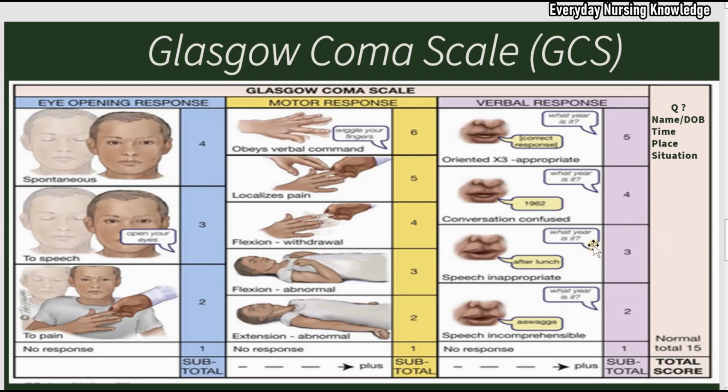If you ask these questions and the patient doesn't answer them, and instead randomly says some words or sentences, for example you ask the patient's name or what year is it, and the patient says "after lunch," here the speech is inappropriate and you give a score of 3.